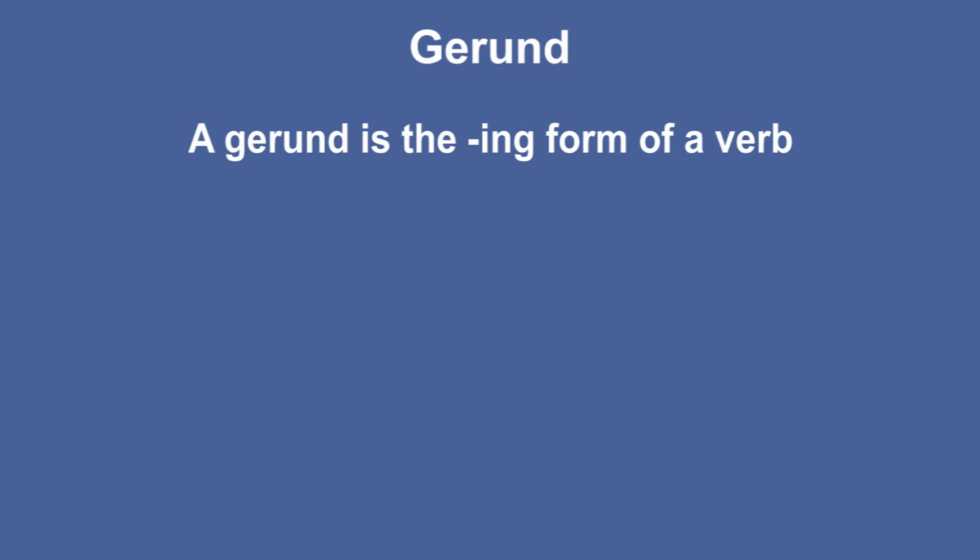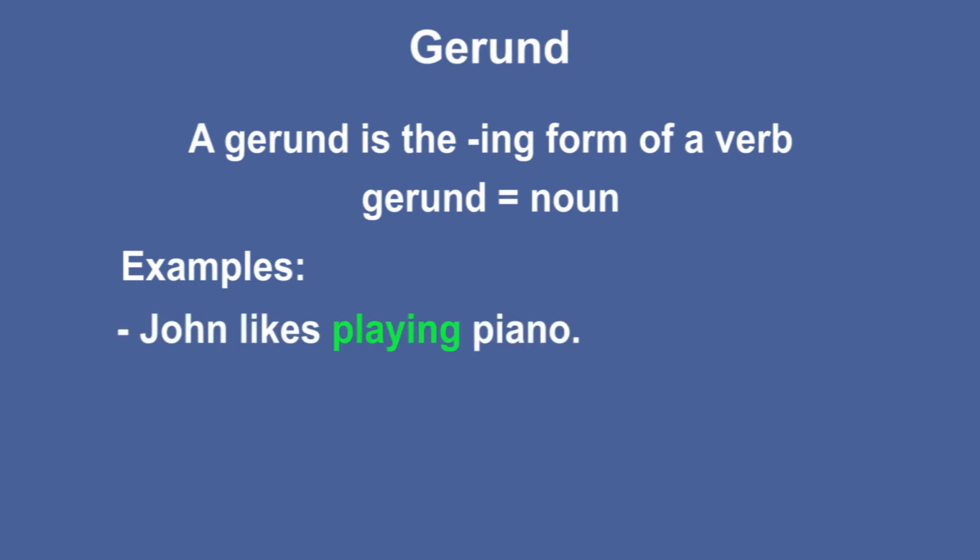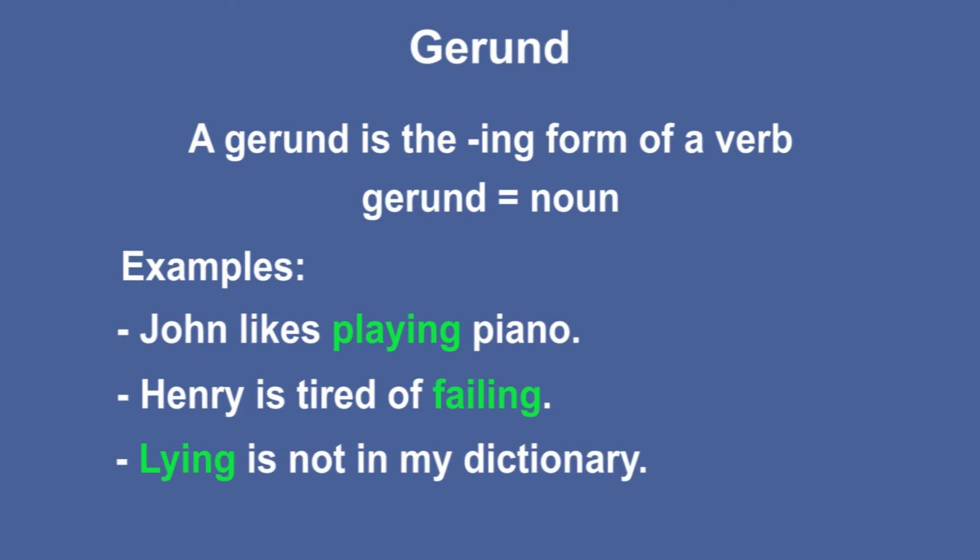A gerund is the ing form of a verb. It is used as a noun. Here are some examples. John likes playing piano. Henry is tired of failing. Lying is not in my dictionary.